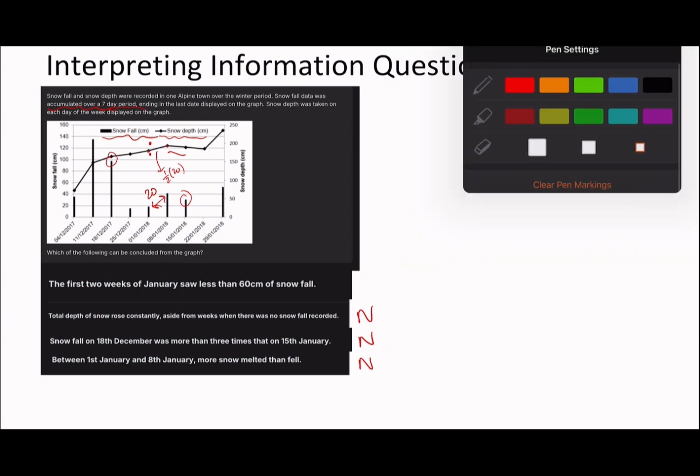Okay, so I would argue that 20 centimeters of snow fell, and the snow depth only increased about 10 centimeters, which requires that the other 10 must have melted. So I would say that this is no, if anything. And I know that the answer technically says yes, but sometimes I would argue that the answers are wrong. And maybe you guys can let me know down below why I'm getting this answer wrong, because I can't see otherwise.